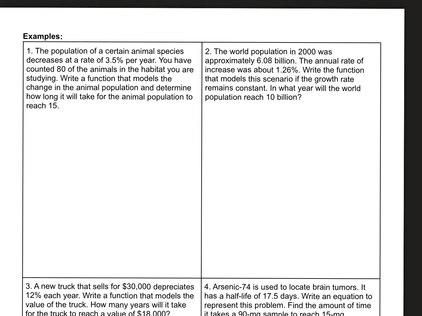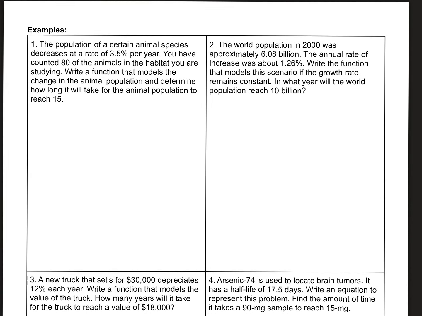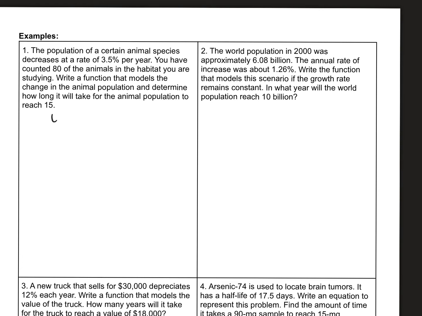So we have that the population of a certain animal species decreases at a rate of 3.5% per year. You have counted 80 of the animals in the habitat you are studying. We're going to write a function that models this, and then determine how long it will take for the animal population to reach 15. So our equation that modeled this was y equals 80 times 0.965 to the x. Now we want to know how long it will take for the animal population to reach 15.